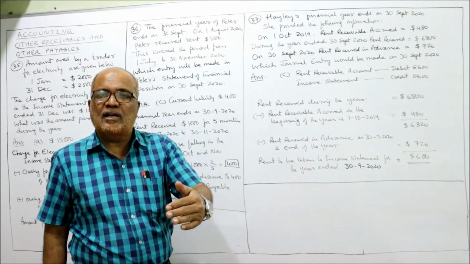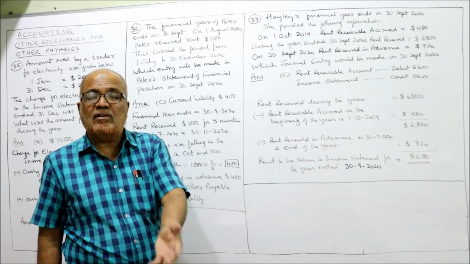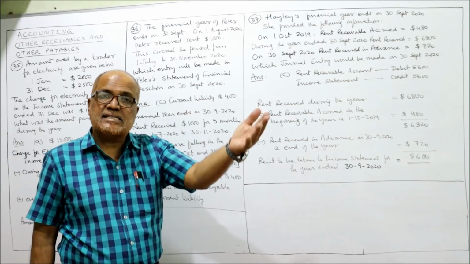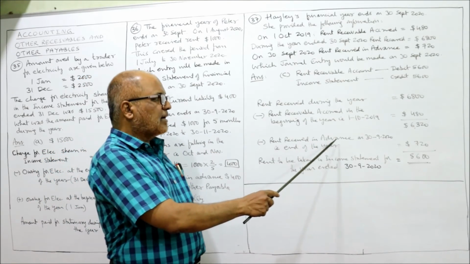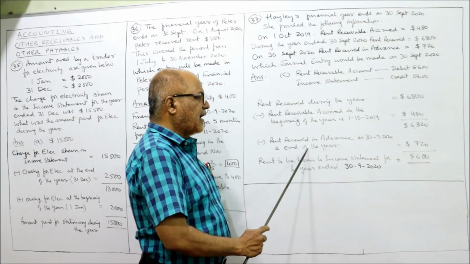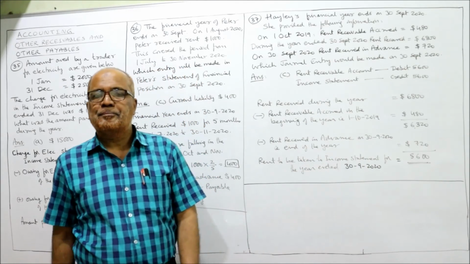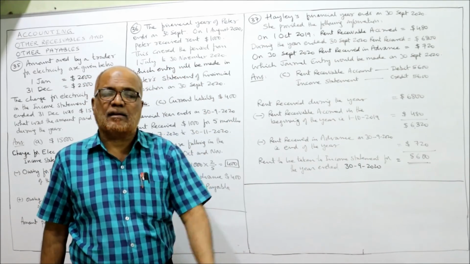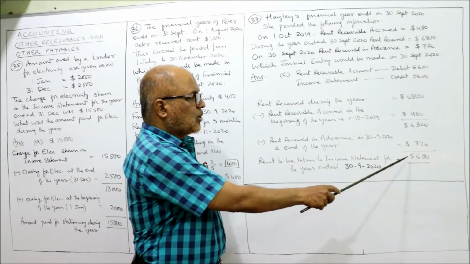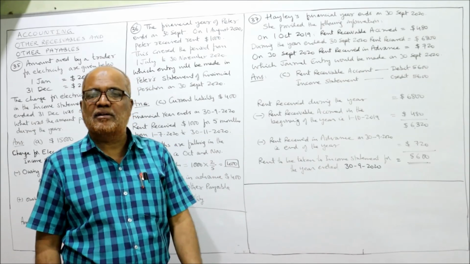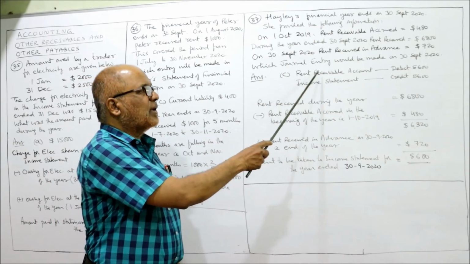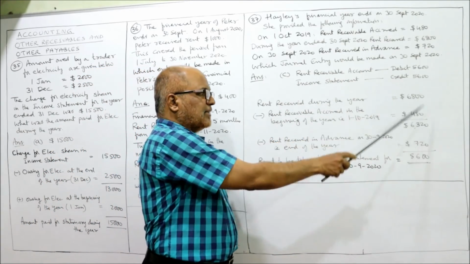At the end of the year, some rent is received in advance for the next year. That will also be deducted. Rent received in advance on 30th September 2020, end of the year, 720, because this is the rent for the next year, not the current year. So deduct. So 5,600 is the rent chargeable to the income statement. The entry will be rent receivable account debit, income statement account credit, 5,600.